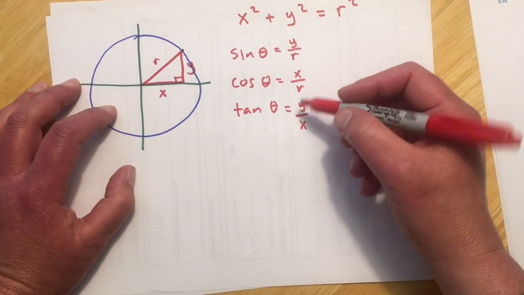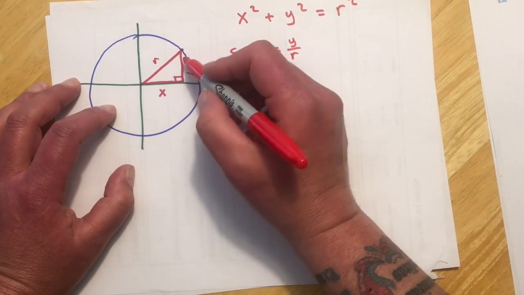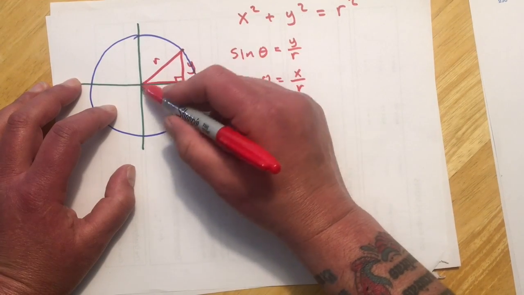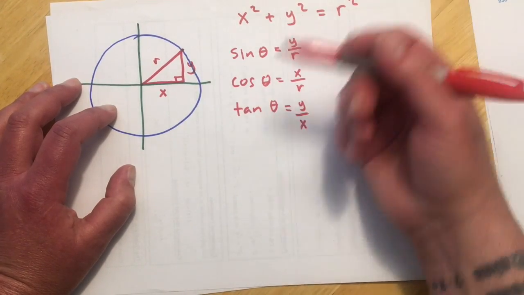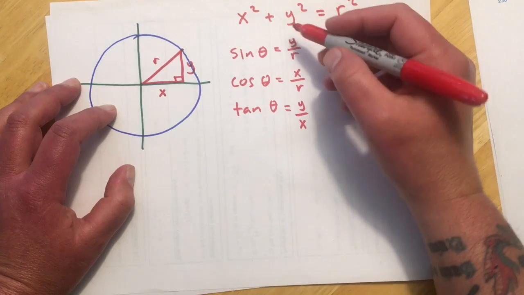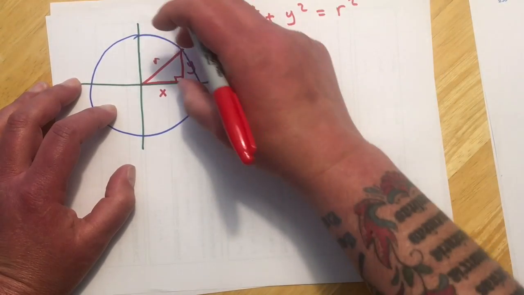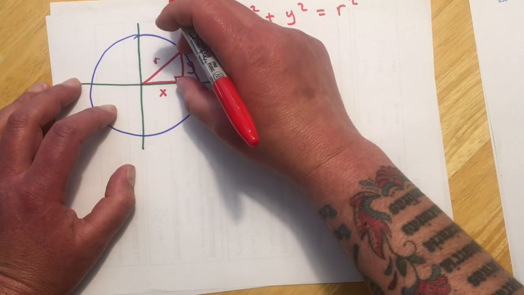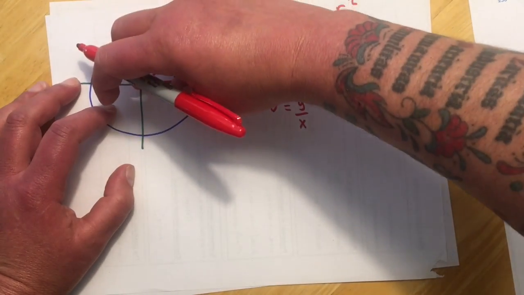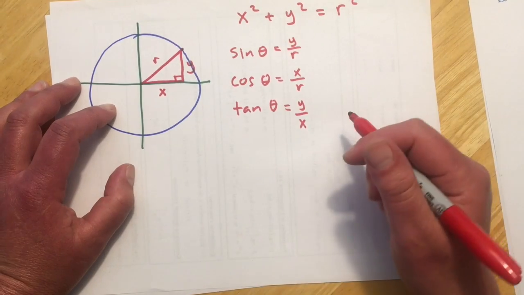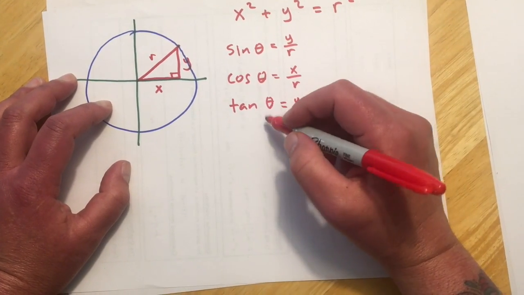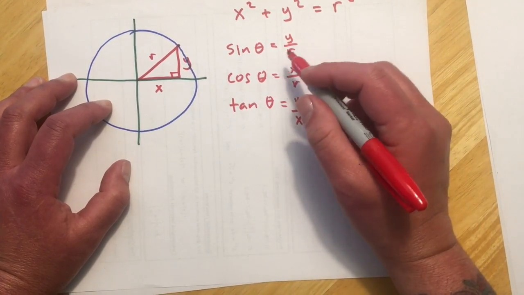And then with that, notice that tangent theta is actually the slope. It's the rise over the run, so it's the slope of the tangent line. So if the radius is 1, then y would be the actual length of this side of the triangle, and x would be the actual length of this side of the triangle relative to radius 1. So that's what sine and cosine are. And again, tangent is slope.